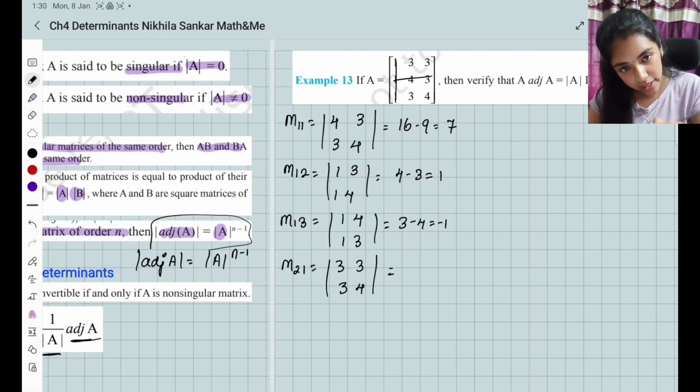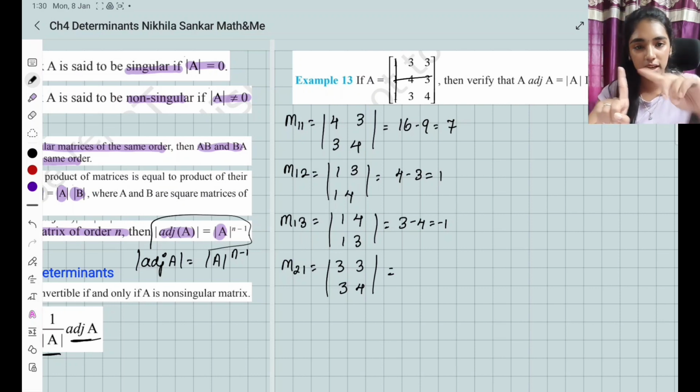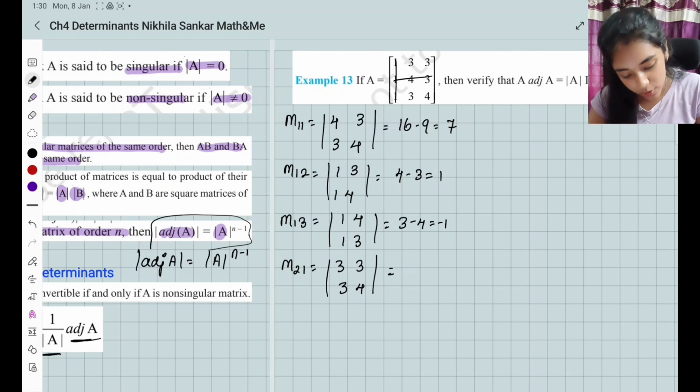கையில ஒரு பென்சில் வச்சுக்கோங்க எக்ஸாம்ல. அந்த ரோவை ஹைட் பண்ணிட்டு வாங்க. ஓகே, இல்லாட்டி கையிலேயே மறைச்சுக்கோங்க. ஒரு விரலால இப்படியும் மறைச்சிட்டா it will be easy. Okay, 4 3s are 12 minus 9, which is going to be 3.